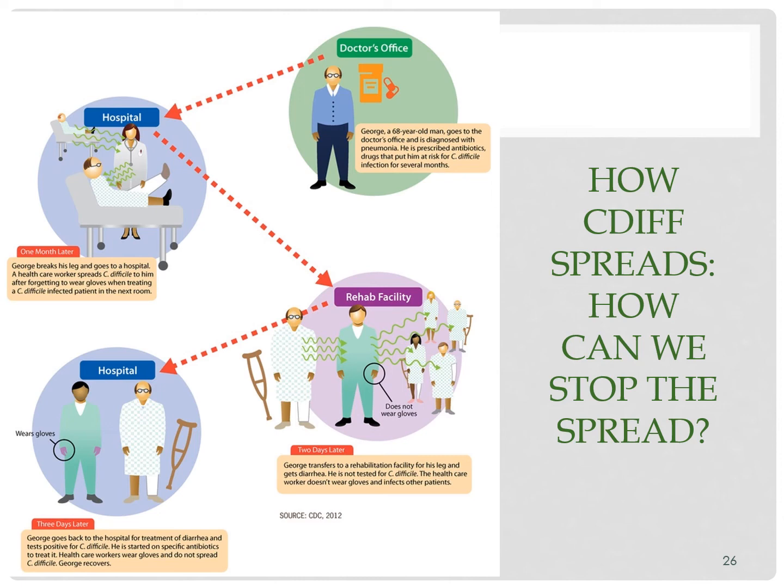This is MDROs, and you can see here where in the doctor's office he goes to get his antibiotics, which put him at risk for C. diff. Then he goes to the hospital because he broke his leg, and then the healthcare worker actually spread C. diff to him after forgetting to wear gloves when he was treating a C. diff patient in another room. Then he goes to the rehab facility, and now everybody there gets C. diff. Then he goes back to the hospital, and he tests positive for C. diff, and he is started on those specific antibiotics to treat it.